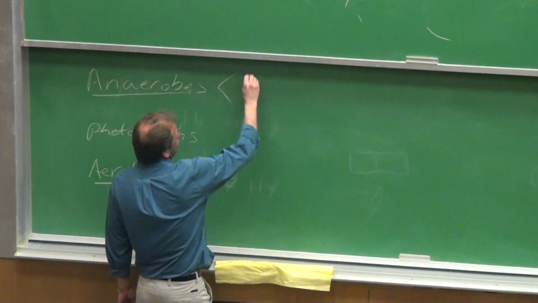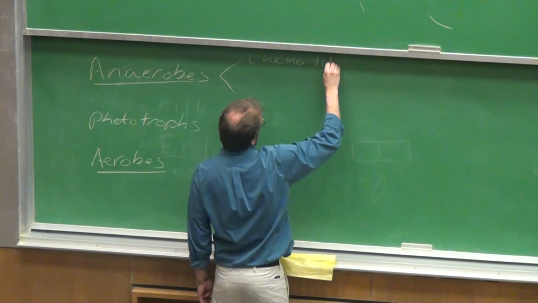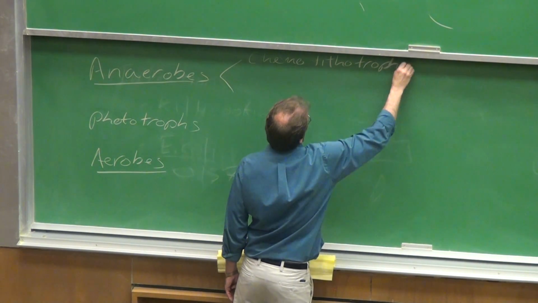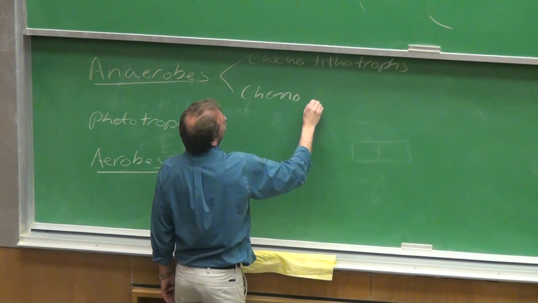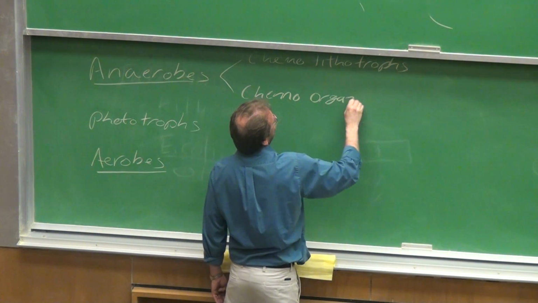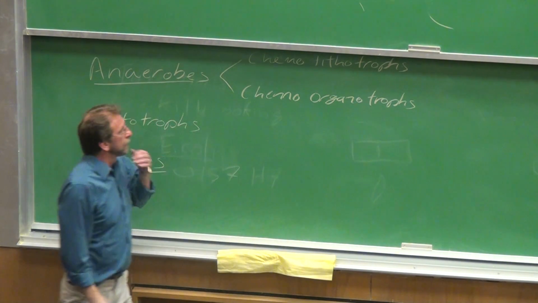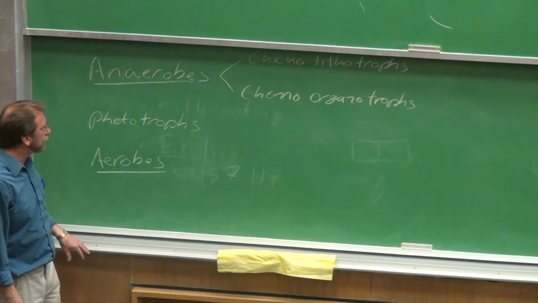Okay, so those are the things that would be great for a multiple choice question. So we know that anaerobes can be chemolithotrophs, or they could be chemoorganotrophs. Same is true for the aerobes. You can have lithotrophs or you can have organotrophs.